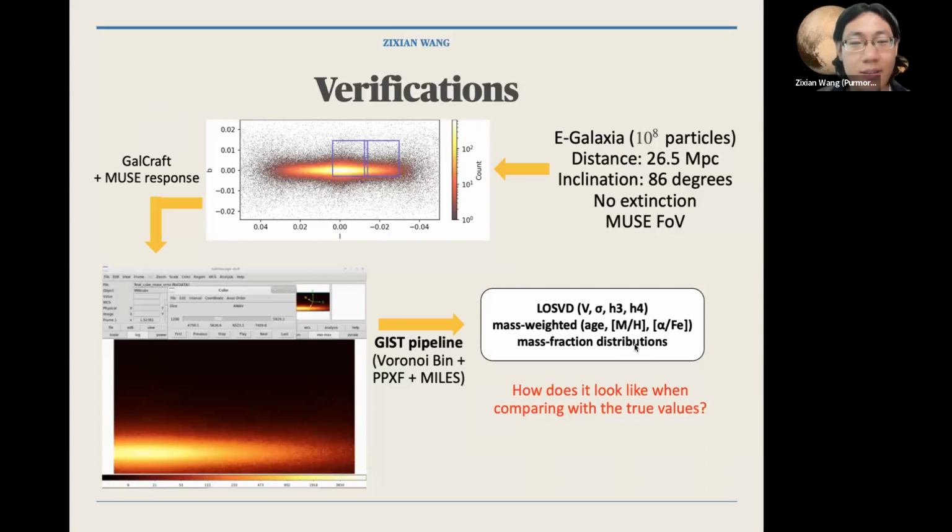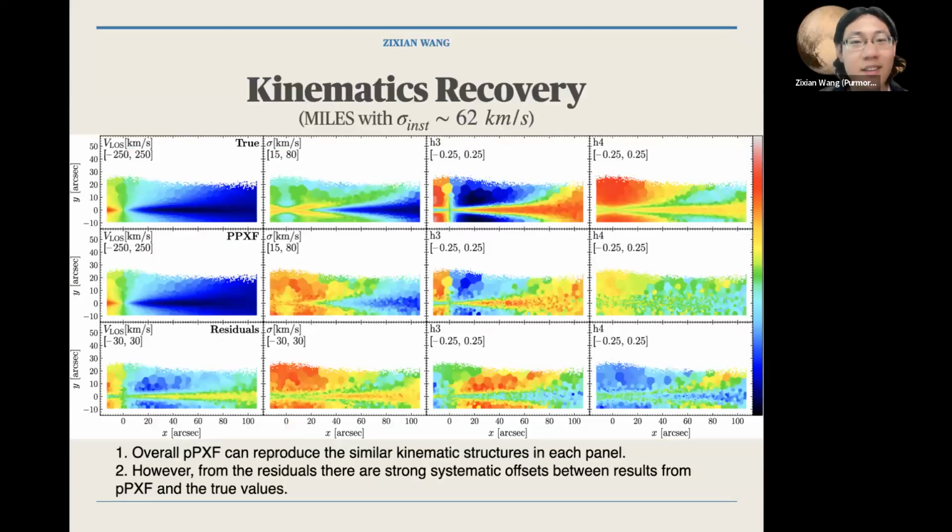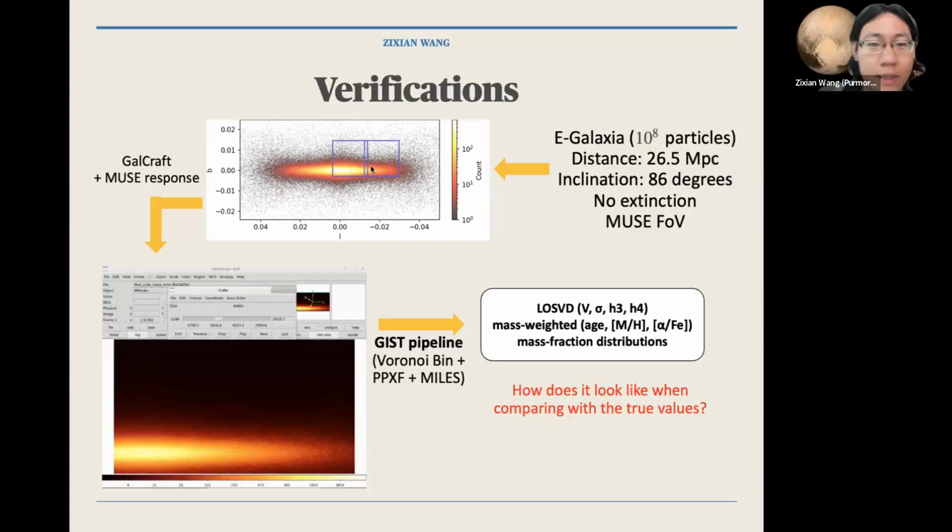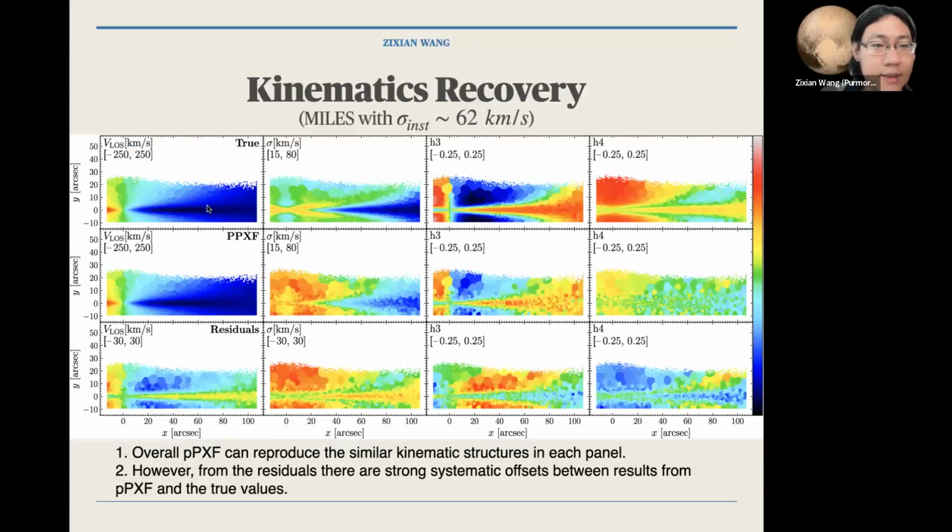And let's see what the performance is. This is the kinematics. Just want to remind you that this is my MUSE field of view. So the galaxy center is here, and this is the disk. So it's like this. And the first row is showing you the true values: the true line of sight velocity, the true dispersion, H3 and H4.